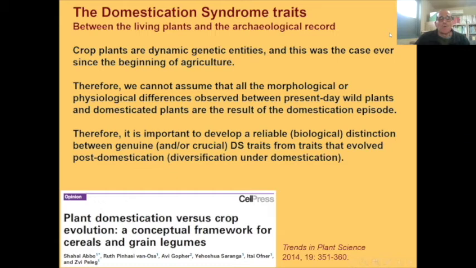So we cannot assume that all the morphological or physiological differences observed between present-day wild plants and domesticated plants are the result of the domestication episode itself. Therefore, it would be useful to develop a reliable biological distinction between the genuine, crucial traits, just like the seed dormancy that I demonstrated earlier, and differentiate those from traits that evolved post domestication. And we have discussed this together in this paper that you see the title here.